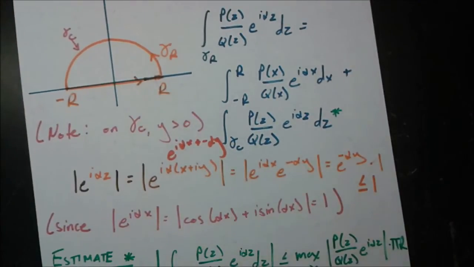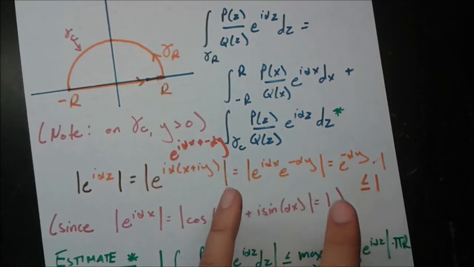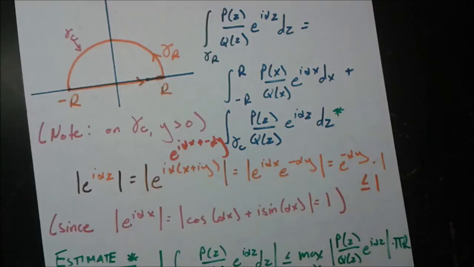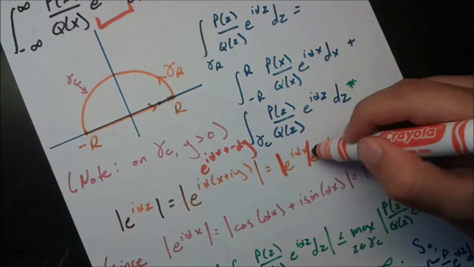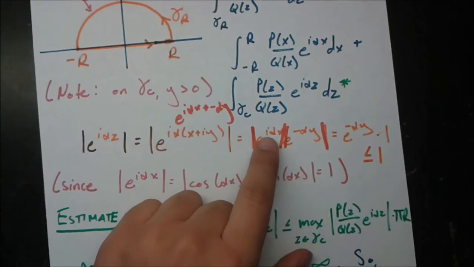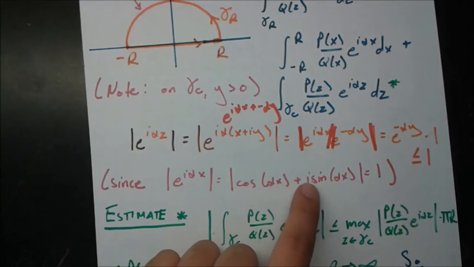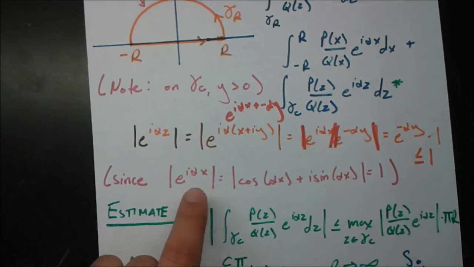Now you can split this into two separate moduli, because if we have a multiplication inside a modulus, you can just take the modulus of each separate part. So we take the modulus of this part and the modulus of the next part. What is the modulus of e to the i alpha x? Well, we put it down here: it's cosine alpha x plus i sine alpha x. That's what e to the i alpha x is, correct?